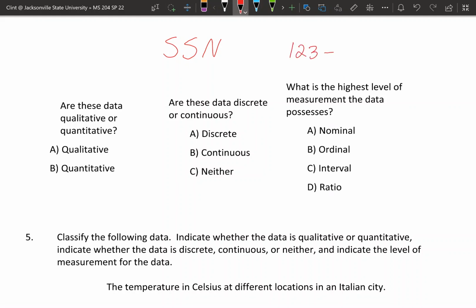I know you know what social security numbers look like, but it is a number, but there's nothing really numerical about it, right? Like we wouldn't add and subtract social security numbers. That wouldn't make sense. They're really just a label. So that's a situation where we're using a number as a label. That one's a little tricky. That one would just be qualitative.